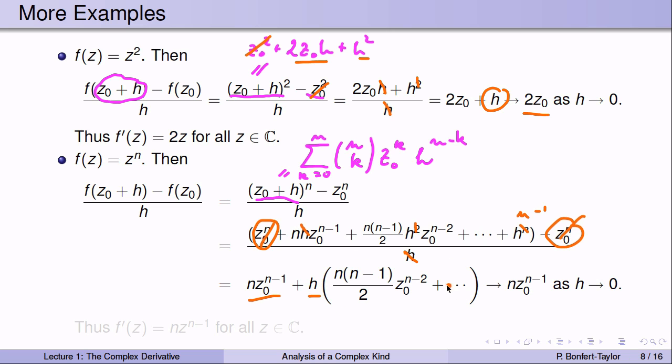So as h approaches 0, we have some number here that gets multiplied by h, which becomes smaller and smaller and smaller, and in the end becomes negligible. In other words, the limit of this expression is n times z0 to the n minus 1. Therefore, the function z to the n is differentiable in the complex sense, with derivative n times z to the n minus 1 for all z in C.